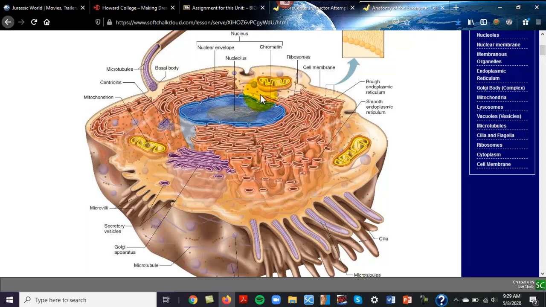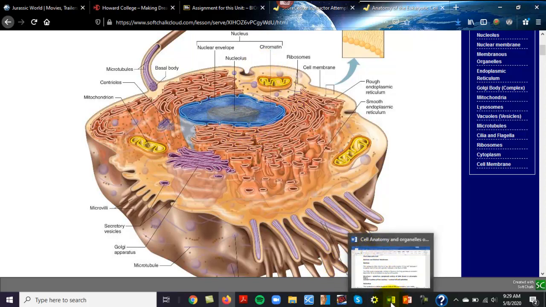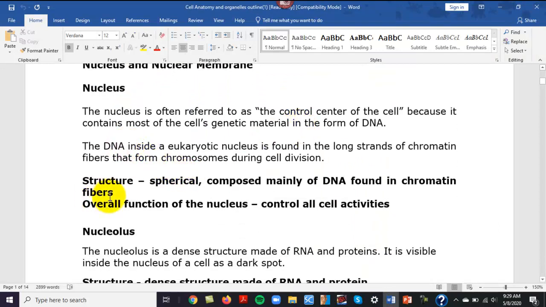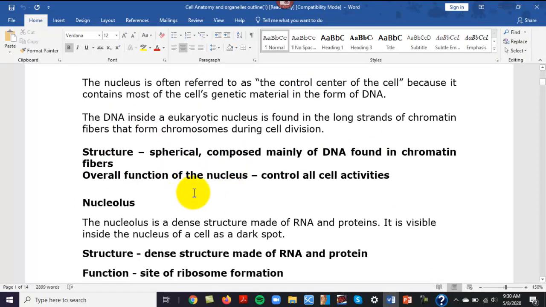And if you get close, you can see there are some lines inside the nucleus. Those are chromatin fibers, and those are long strands of DNA. They condense when a cell is dividing. In this case, this cell during mitosis, they will condense and form chromosomes. So the nucleus controls all cell activities. The reason is that's where the DNA is found. So yes, it's spherical, overall function, controls all cell activities. And that's because the DNA is found inside there. So it's called the control center of the cell.